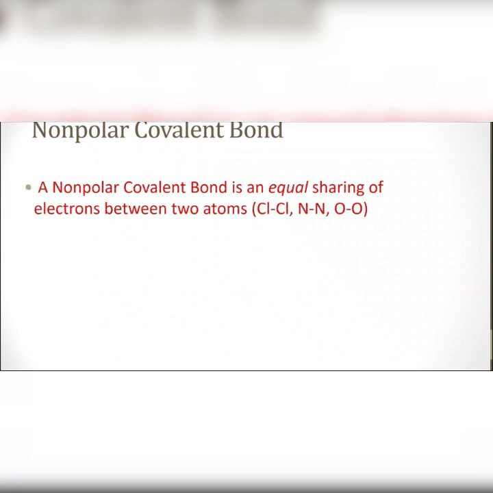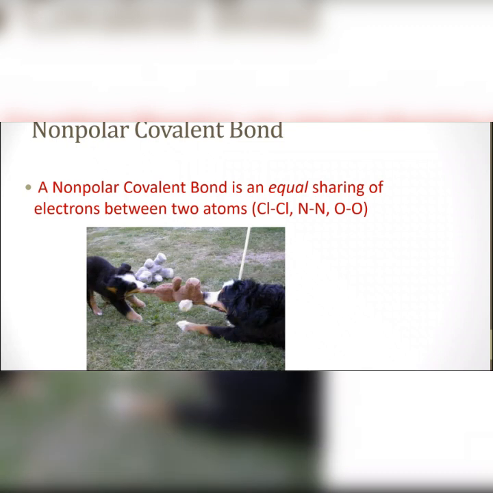A nonpolar covalent bond is an equal sharing of electrons between two atoms. Like in covalent bonding, in our previous lesson, you had seen there is a bond between chlorine and chlorine atoms, between nitrogen and nitrogen atoms, between oxygen and oxygen atoms, and the electronegativity difference is 0. It means both atoms are equally electronegative. Therefore, the bond they formed is a nonpolar covalent bond.